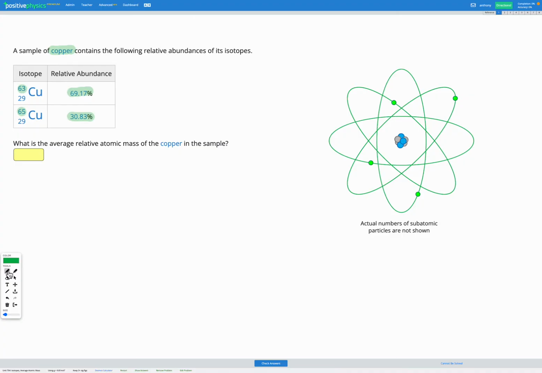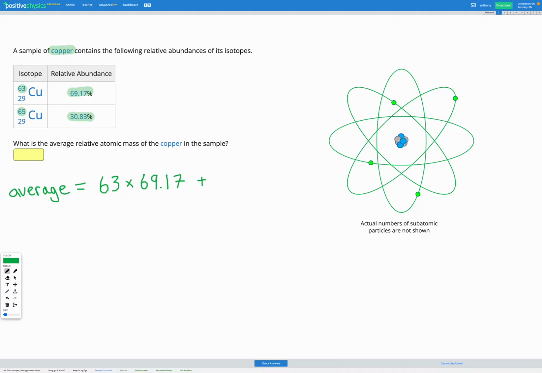So I'll show you how this works. To get the average, we're going to need to take each of our atomic masses. So firstly, we'll take 63. And we're going to multiply it by the percent relative abundance that we have. So we're going to multiply 63 by 69.17. So there we've got the mass number multiplied by the abundance of that.